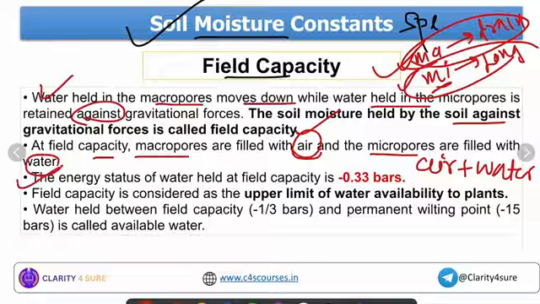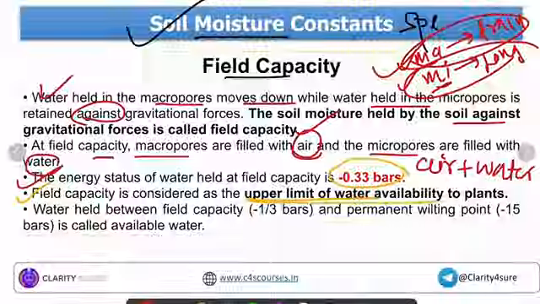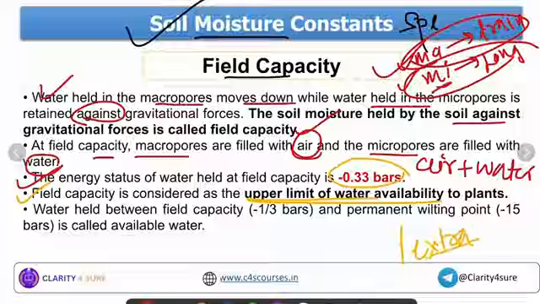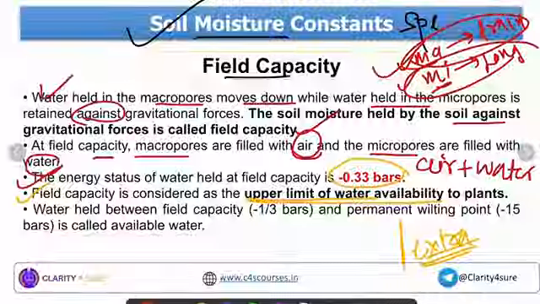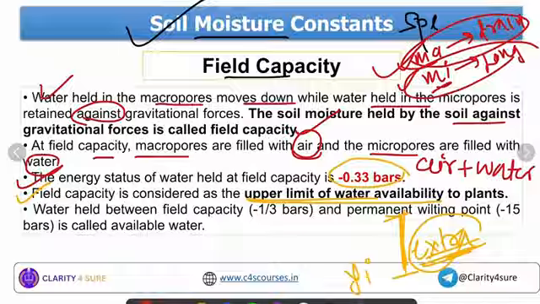Okay. So the energy status of soil at the field capacity is minus 0.33 bars, and the field capacity is considered as the upper limit of water availability. If the water is available beyond the field capacity, it will be considered extra. We don't need this. Only the water which is present till the field capacity will be absorbed by the roots, and whatever is higher will be extra. Even if we irrigate till the field capacity, the yield will be good, it will be optimum. So this is the upper limit of water availability to the plants.